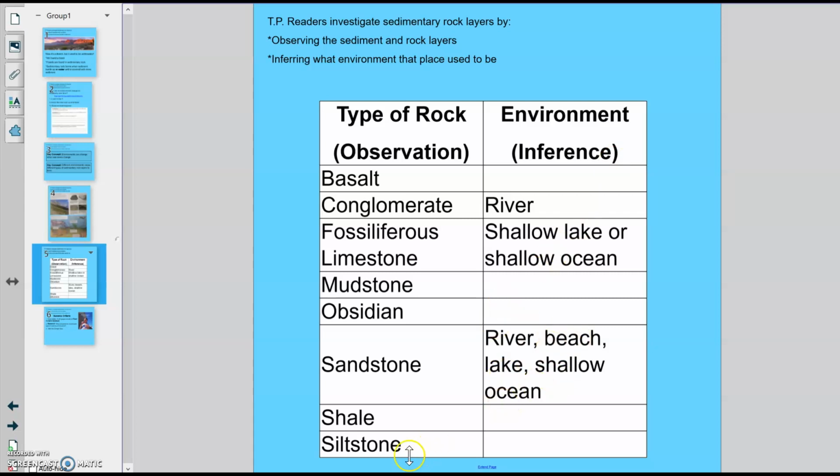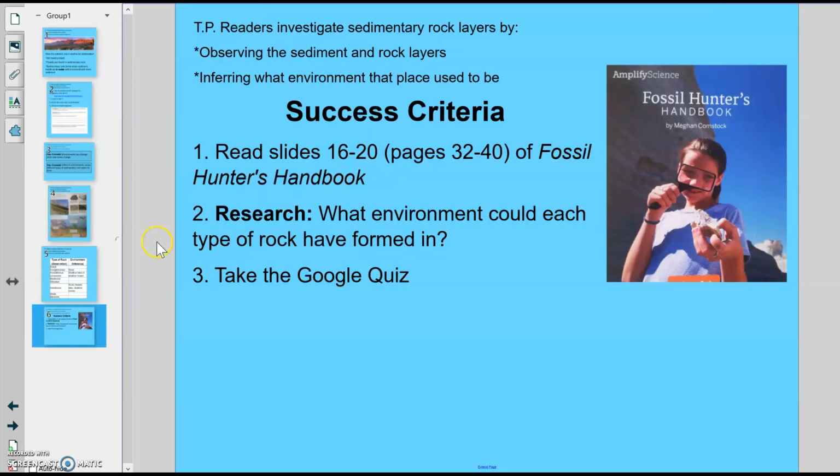But your job is to research the other rocks today, and you're going to do that by using the Fossil Hunter's Handbook. You're going to read slides 16 through 20, which are pages 32 through 40, and you're going to research what type of environment each rock could have formed in.